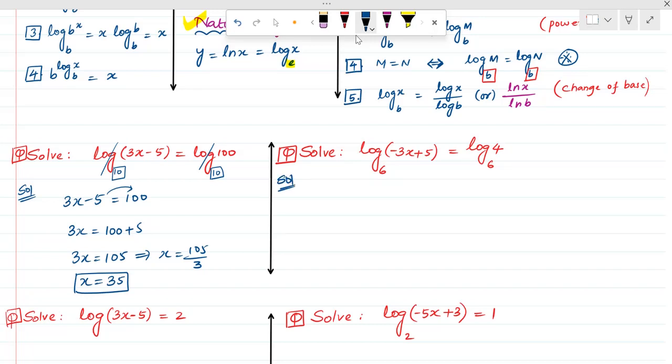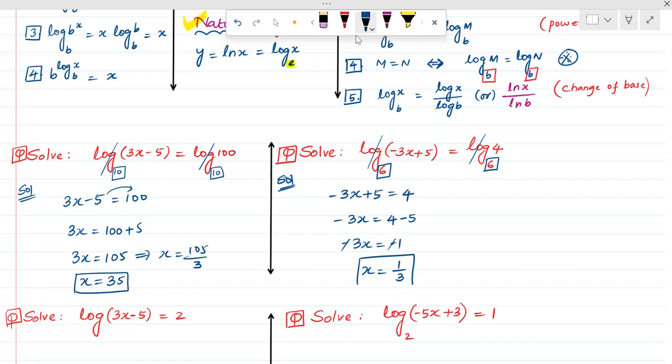Now here I will take the next one, where the base is common. Solve log of minus 3x plus 5 base 6 equals log 4 base 6. It must have the same base on both sides. Now I can cancel the log here, so you will get the remaining terms: minus 3x plus 5 equals 4. Now if you move it, minus 3x equals 4 minus 5, which is minus 1. x equals, with the minus canceling, 1 over 3.